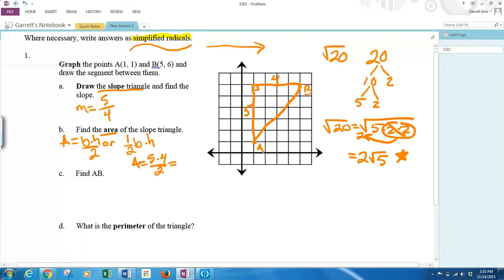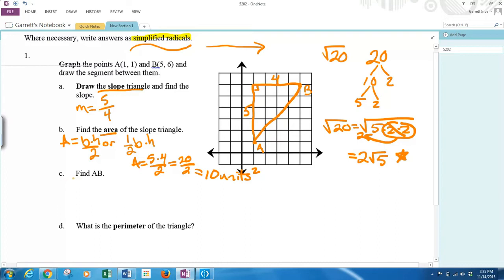This simplifies nicely to 5 times 4 makes 20 divided by 2. Feeling pretty good about this one, which breaks down to 10. And since it's an area question, even though there aren't units provided, I'm going to go ahead and list units squared, since area always has that exponent of 2 right here to indicate square units.